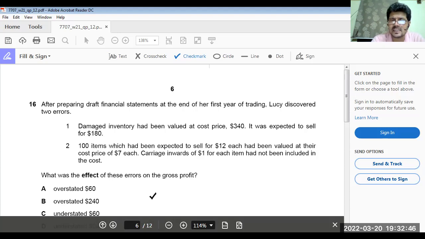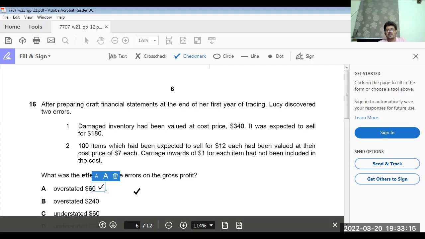$100. When we are increasing the value of closing inventory by $100, cost is decreased, and profit is increased. So again, here we have the amount of gross profit is overstated by 60. Okay, 160 is the difference of inventory, because we have to decrease the closing inventory. So when we decrease the closing inventory, our cost is increased and gross profit is going to decrease by 160.